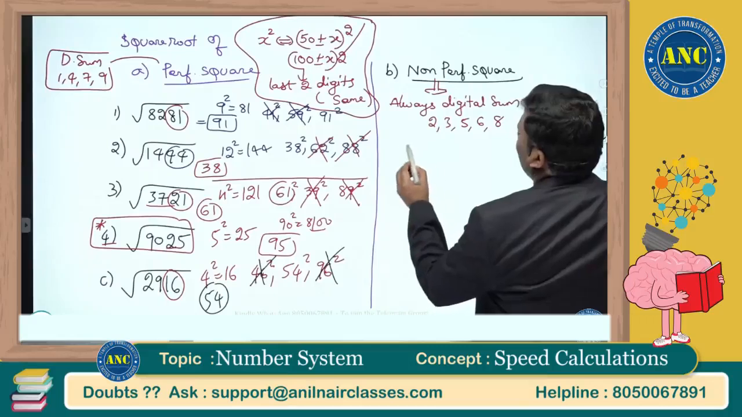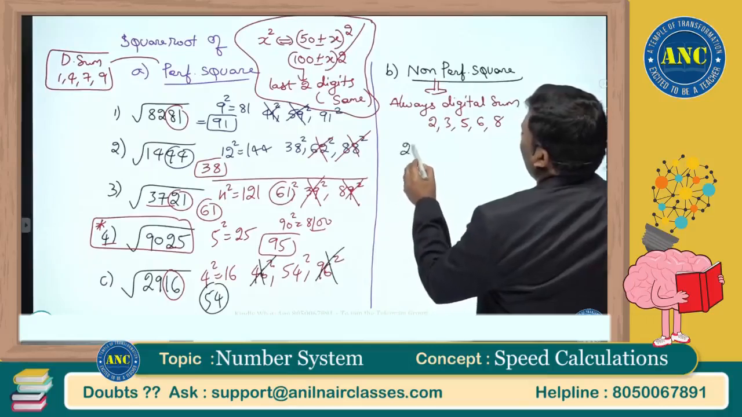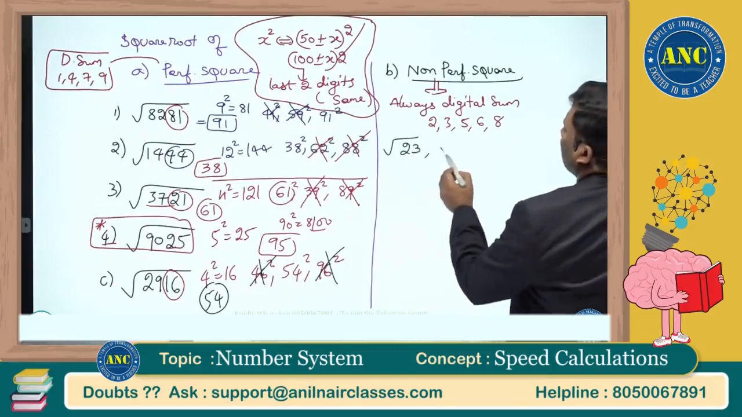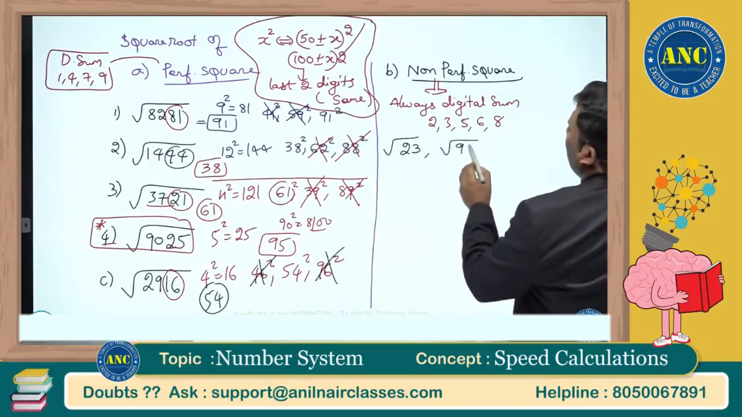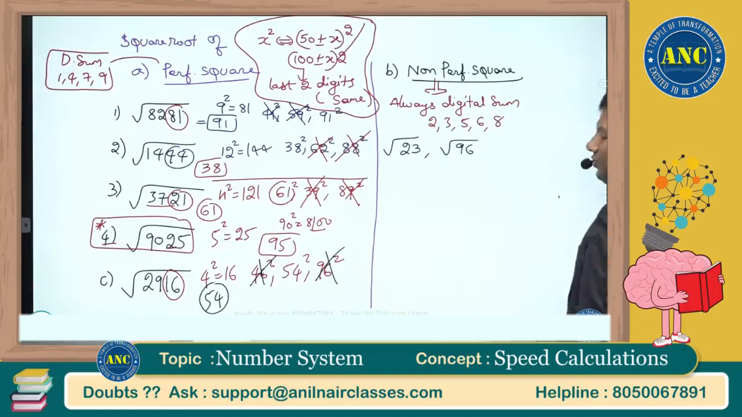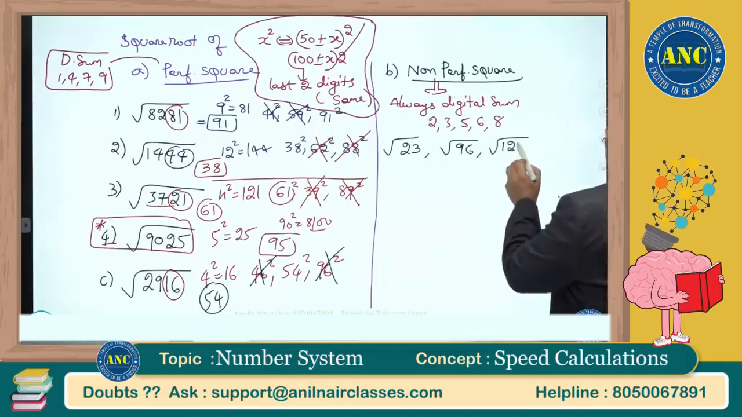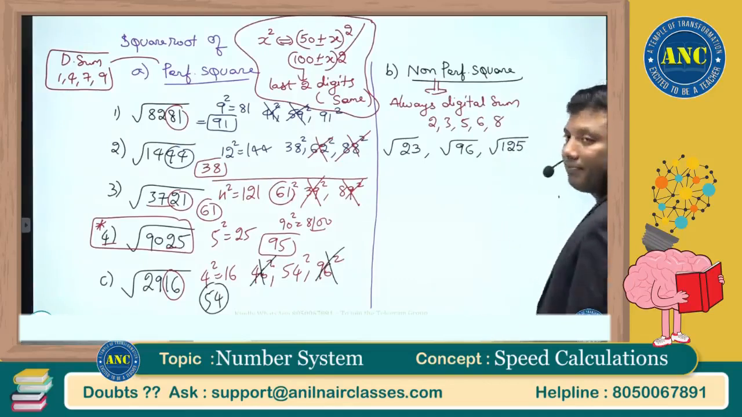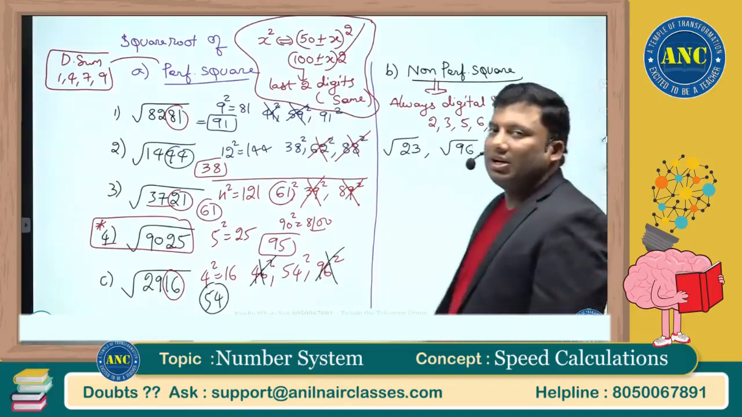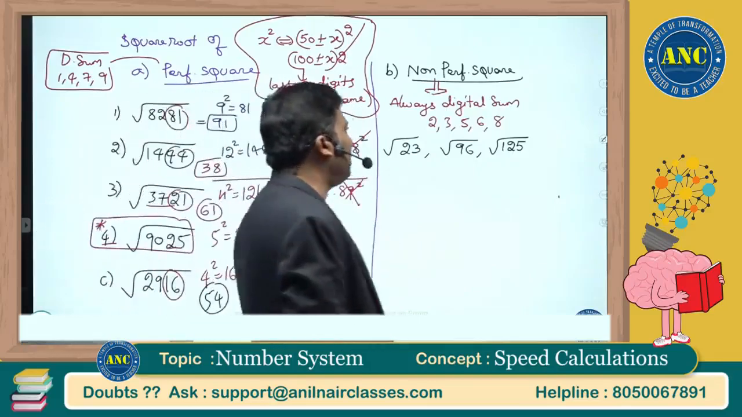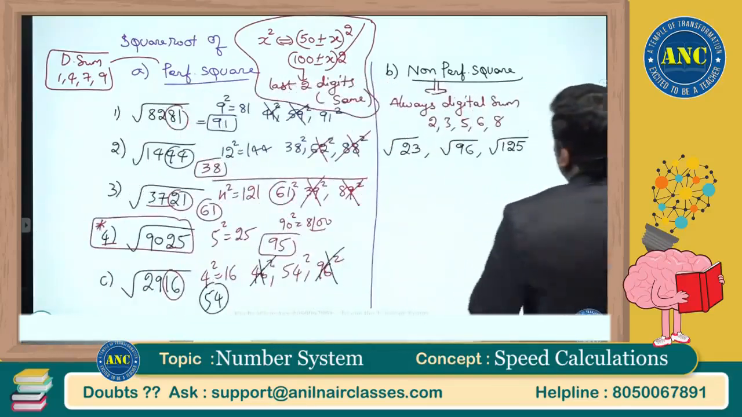For example, if the question is 23, 2 plus 3 is 5, non-perfect square. If the question is 96, 9 plus 6 is 15, it is a non-perfect square. Suppose it is 125, the digital sum is 8, it is a non-perfect square.